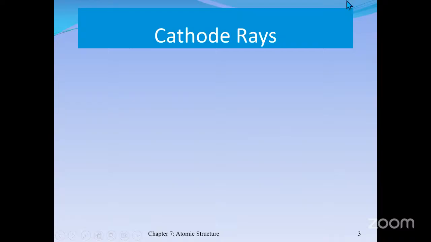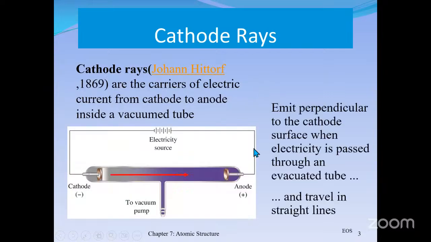All right, so let's talk about how the electrons were discovered. Now, I'm going to show you a diagram which led to the discovery of the electrons. This is an experiment that was carried out by Johann Hittorf in 1869. Basically, he had a tube which was evacuated. This part of the tube was connected to a vacuum pump, so there's no air inside here.